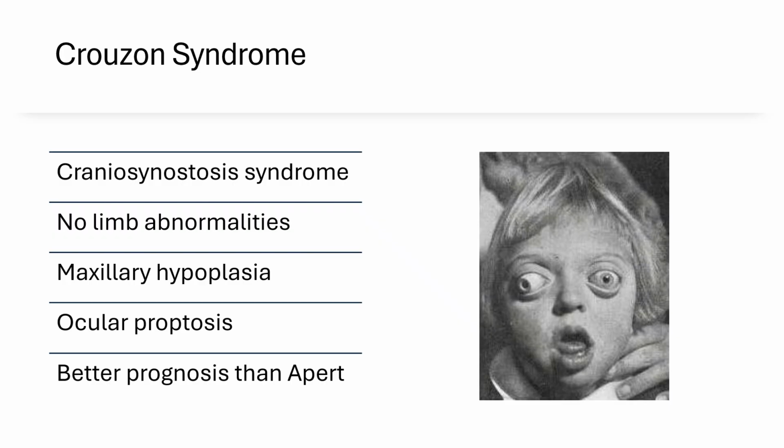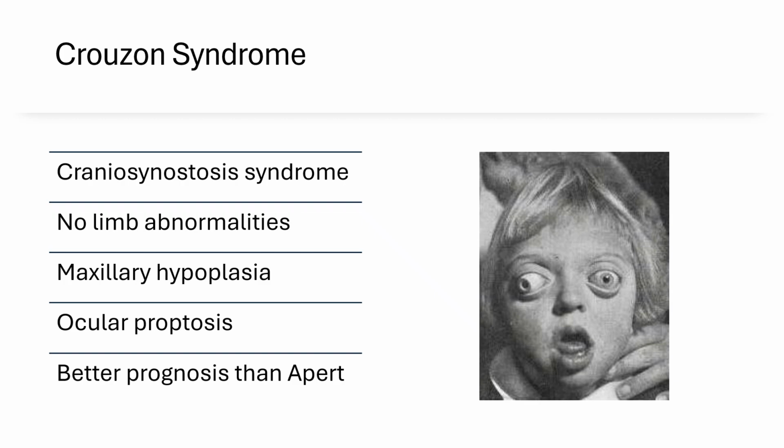This fundamental difference explains why children with Crouzon syndrome typically have much better functional outcomes and fewer overall medical complications. The maxillary hypoplasia creates the characteristic facial appearance where the middle portion of the face appears flattened or underdeveloped. Picture how this affects facial proportions. The upper jaw sits further back than normal, creating a distinctive profile that becomes more pronounced as the child grows.